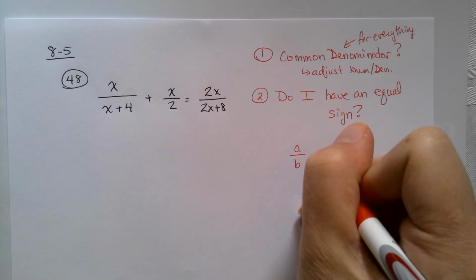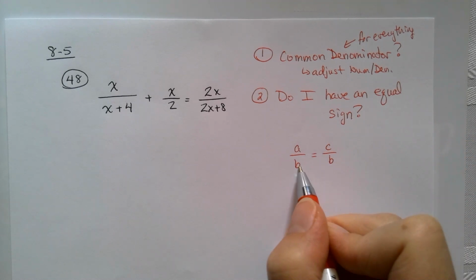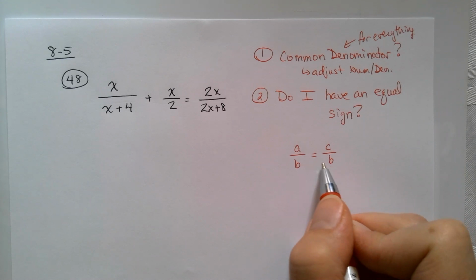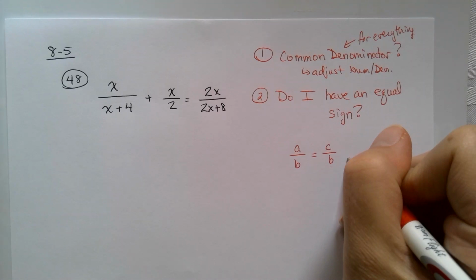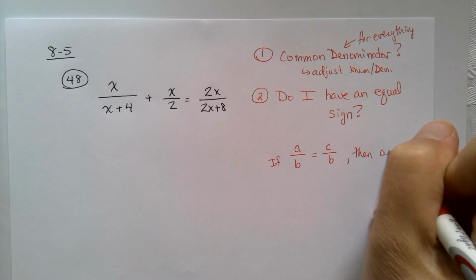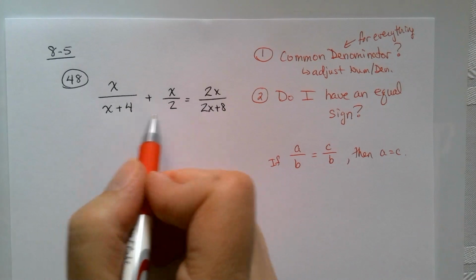Remember, this is reviewing. If I have a over b equals c over b, if I have the same denominator, then I can set my numerators equal to each other. If my denominators are equal, then my numerators are equal. So if this is true, then a must equal c. All right, so I am really treating this like addition and subtraction.